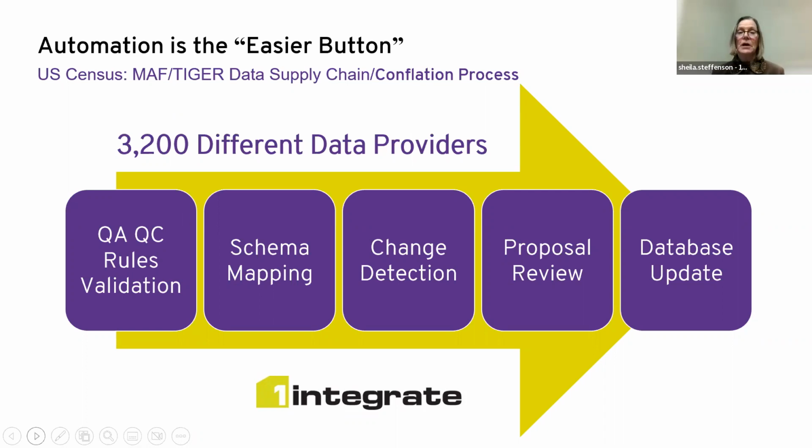And it's basically, what should we do with this change? Is it an addition? Is it a deletion? Is it a scalar or an attribute change? And it will then do a number of confidence checks to determine exactly, does it meet the confidence level established by the census to automatically ingest the data? And if it does, it gets automatically ingested.